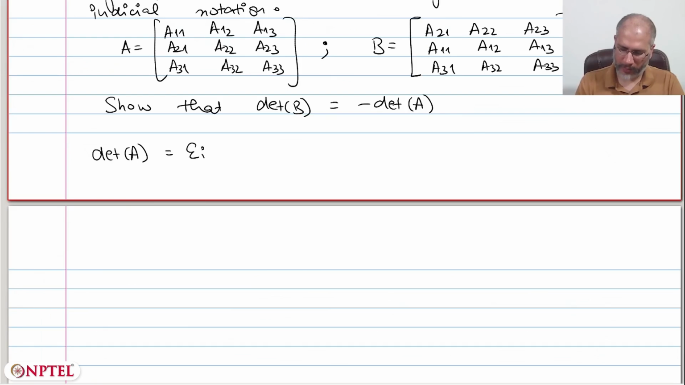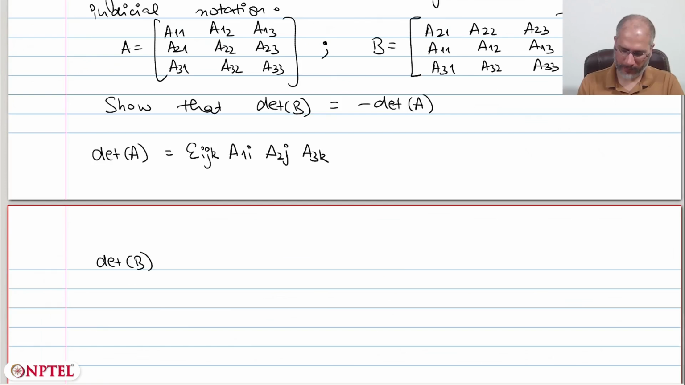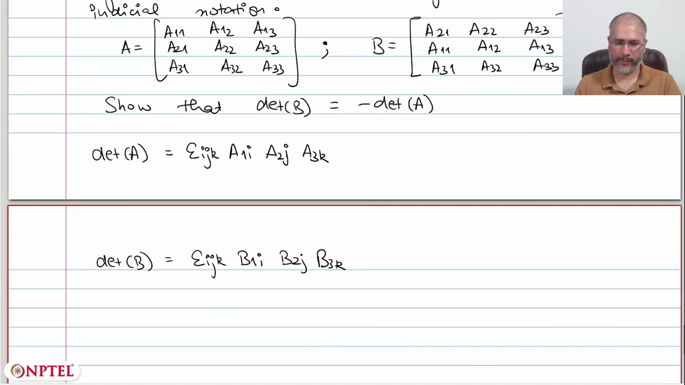So the determinant of A is epsilon ijk A1i A2j times A3k. So this is the determinant of A. Now let's write the determinant of B. This is the determinant of B.